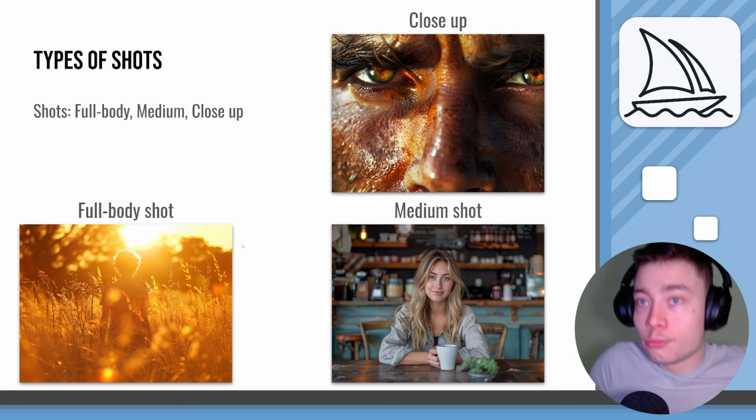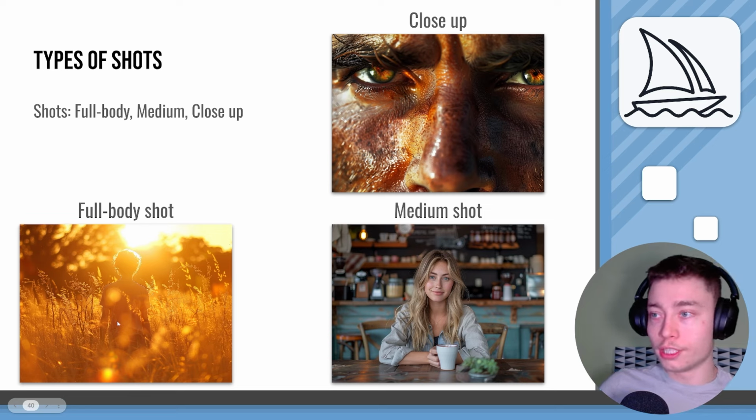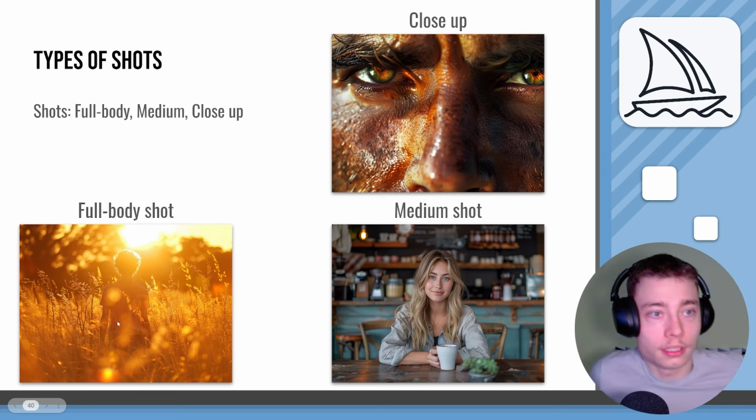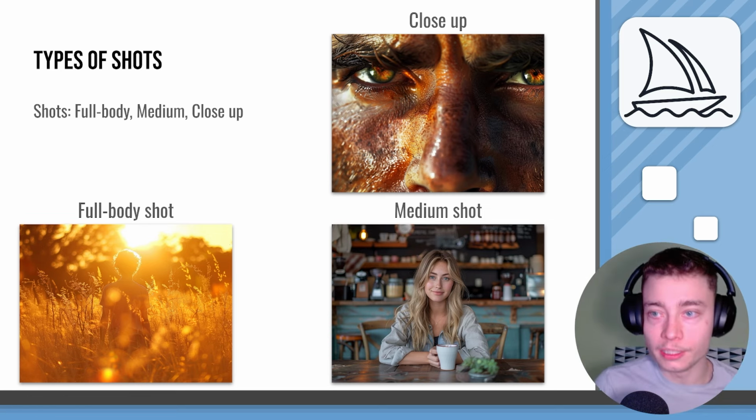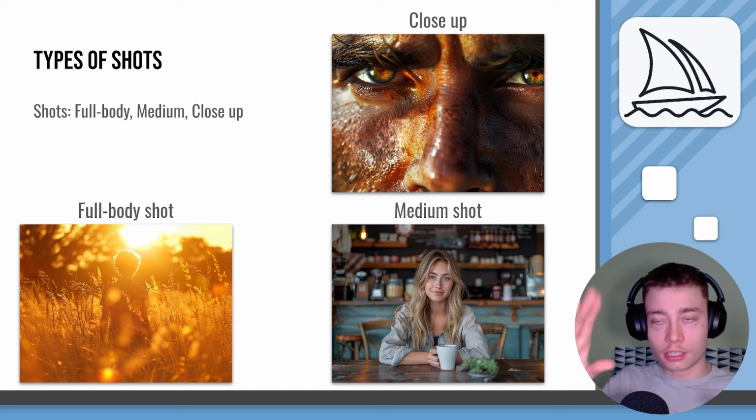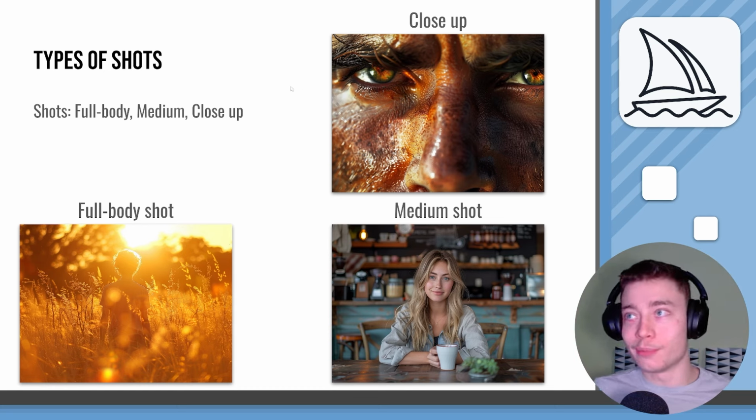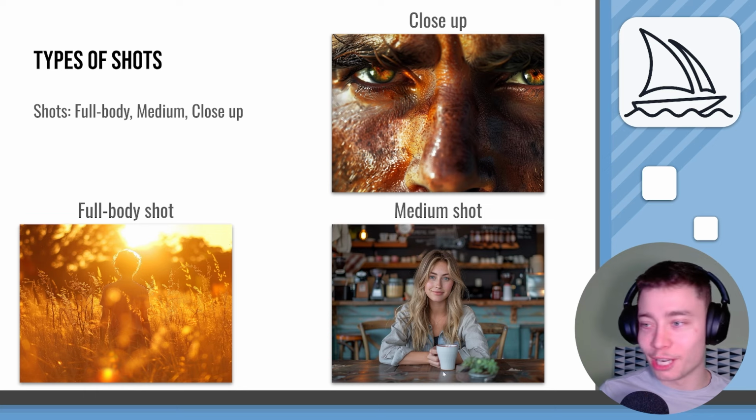Full body, medium, close up. Full body shot is when you want the entire person. Medium is like this. You see me at medium distance. If I go closer, it could be a close up. And you can see this is a close-up and this is a medium shot. This is what I meant with the hands, right? Sometimes the hands are a bit cursed.